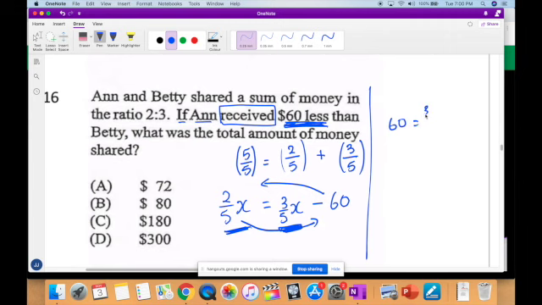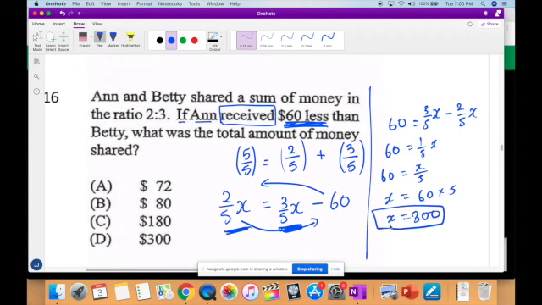is equal to the 3/5 x minus the 2/5 x. Okay. So now I have positive 60 is 1/5 x, which means that 60 is equal to x over 5. So therefore x is equal to 60 times 5, which is 300. So yes, the correct answer is 300.